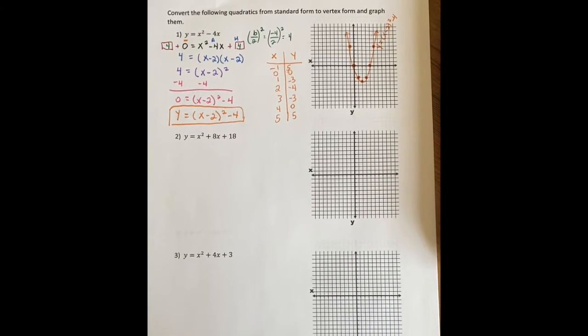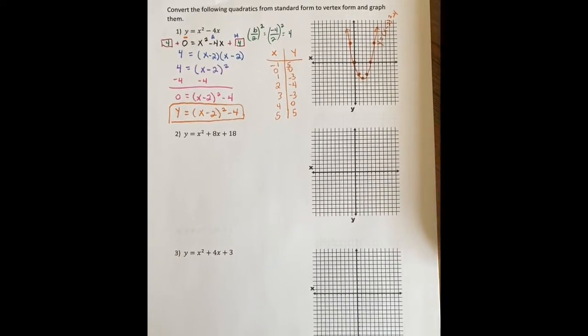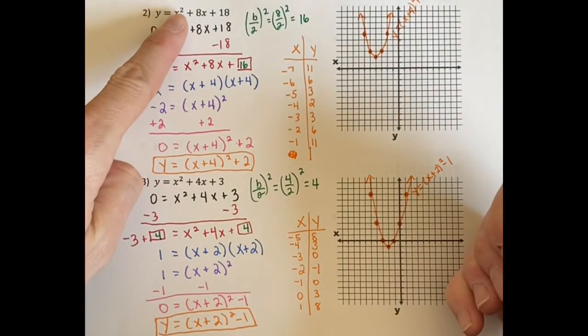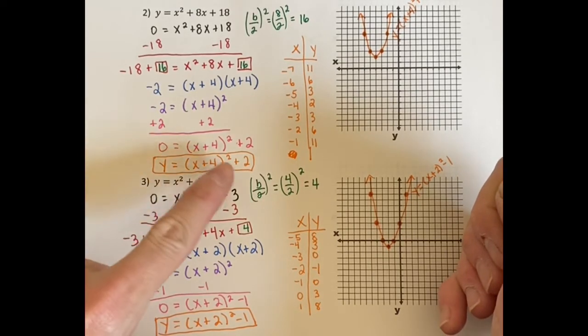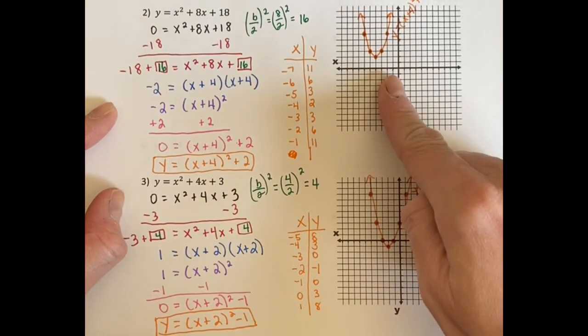So now I want you to take the next couple minutes, pause this video, and try 2 and 3 on your own. All right, so here are your answers to 2 and 3. Number 2, standard form was converted to vertex form. You got y equals (x plus 4) squared plus 2. Put it in your calculator, write down the table, and graph it.